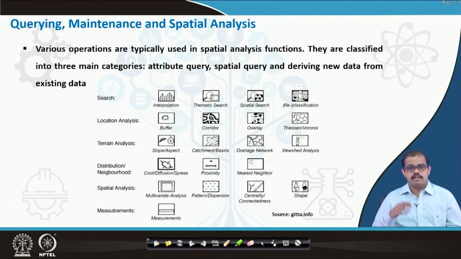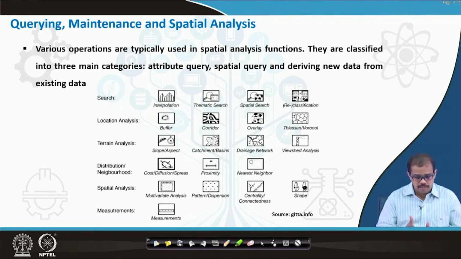If you have a polygon, you can even measure the area. If you have a line, the length of that particular line, etc. So these queries are defined based on attributes, based on spatial queries, and deriving new data from already existing data that you may have. Such kind of analysis can also be made.